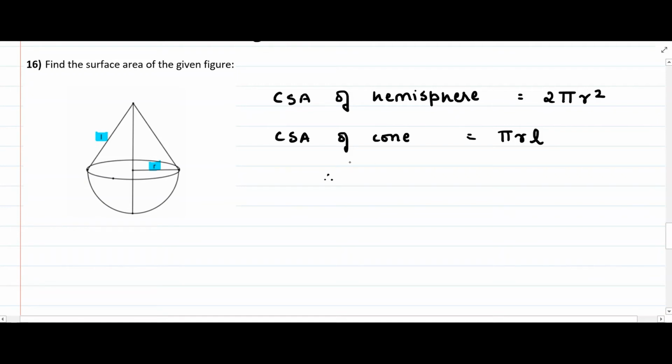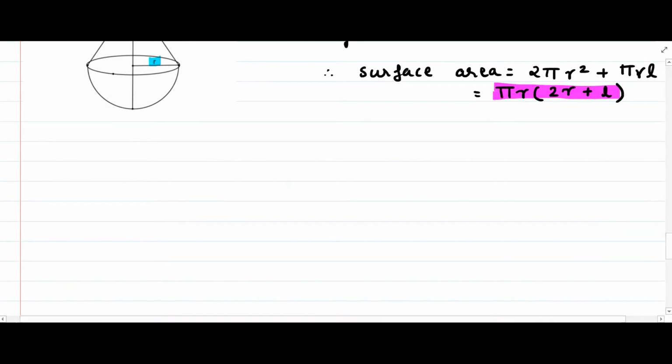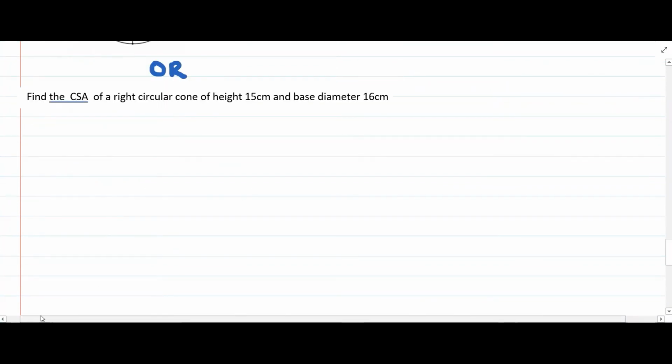So adding together we get surface area equal to 2 pi r square plus pi r l. So we can take the common things outside, which is pi r. So inside the bracket it will be 2r plus l. So this is the answer. Okay. In this itself there is an OR question. So we will check the next OR part of the other question.